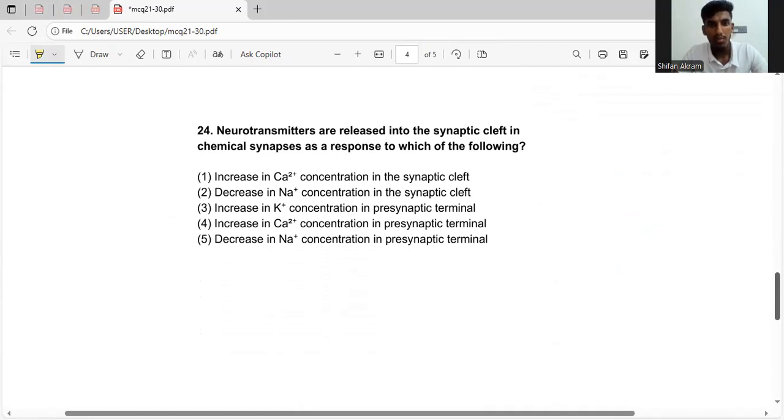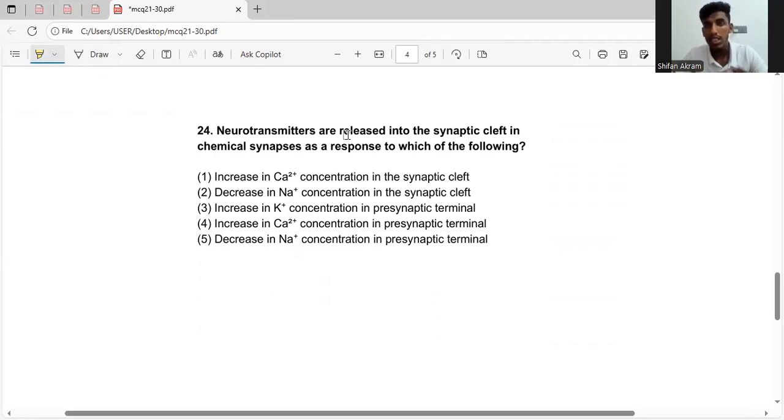The 24th question says neurotransmitters are released into the synaptic cleft in chemical synapses as a response to which of the following? We know what synapses are. A synapse is a junction that allows neurons to pass impulses from one neuron to the next neuron. Between two neurons there is a gap, that is the synaptic cleft. Because neurons are separated, they need some way to pass the impulse.